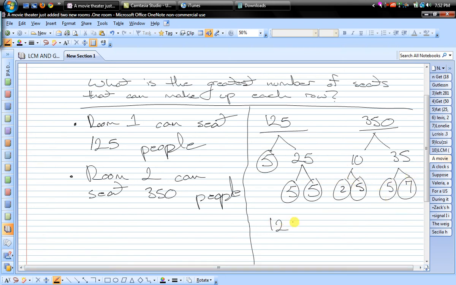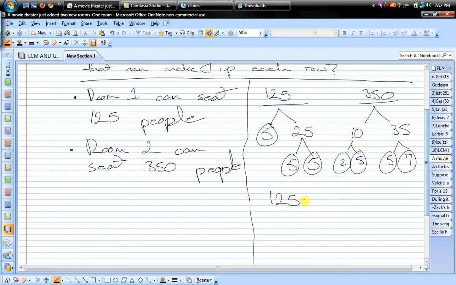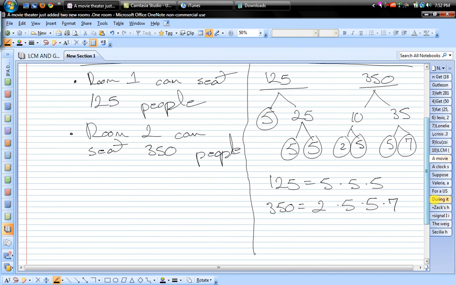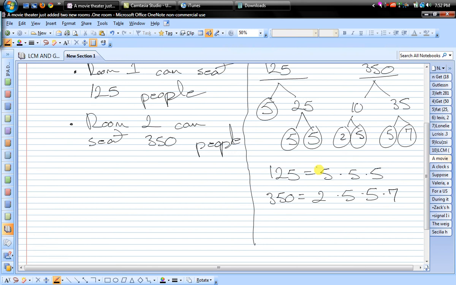Now let's find what they have in common. So 125 is equal to 5 times 5 times 5. 350 is equal to 2 times 5 times 5 times 7. And you can probably already tell what they have in common without having to circle those items, but let's go ahead and circle them anyway. They have a pair of 5s in common. So our GCF is 5 times 5, which is 25.